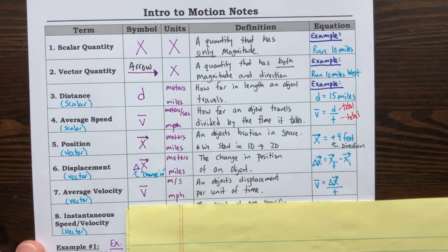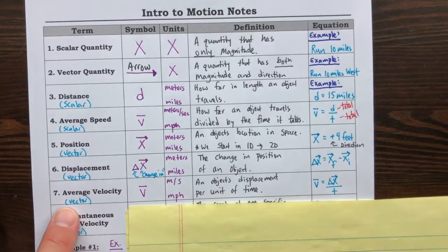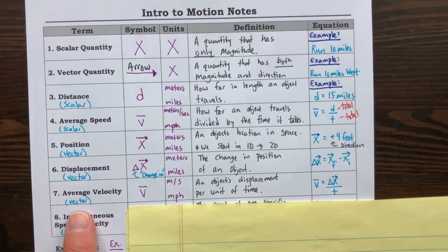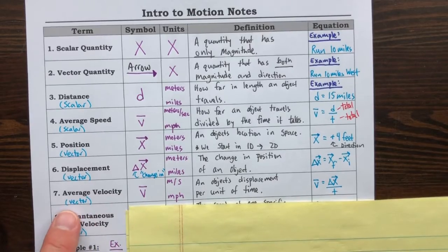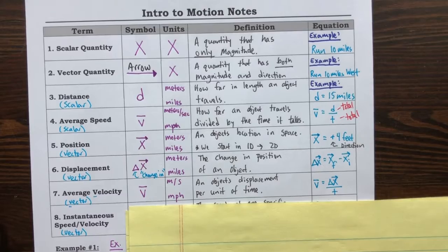All right, number 7, average velocity. We're going to use V again for velocity. This time, we had average speed before, which was a scalar. But average velocity is a vector. So I always just think velocity vector. V, velocity vector. All right, so the units are meters per second, or miles per hour.